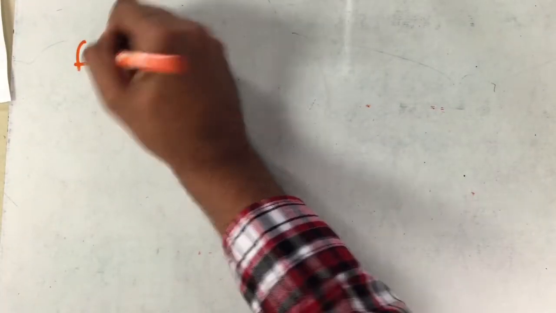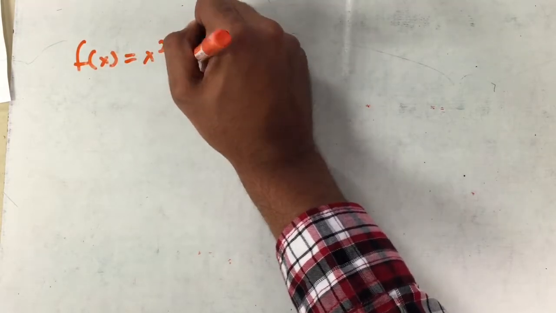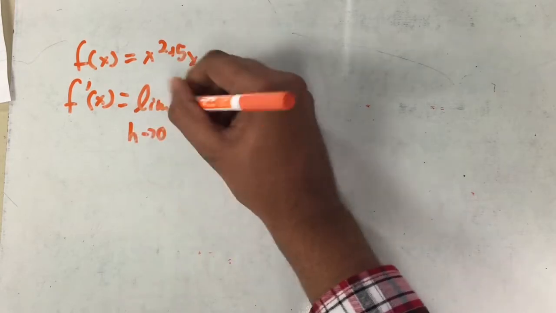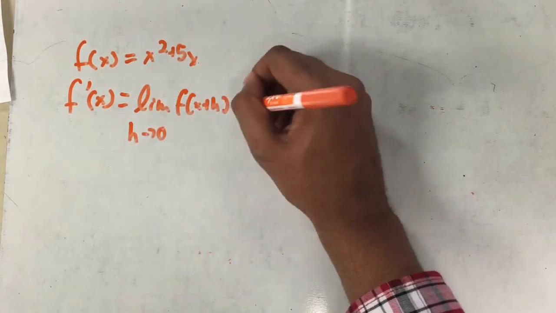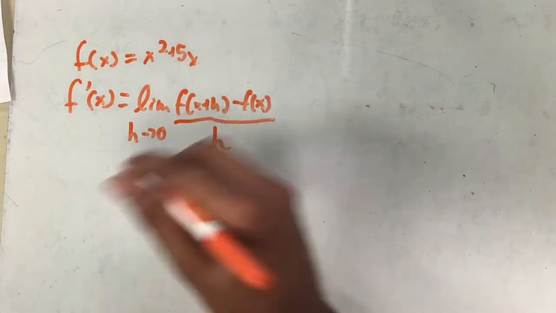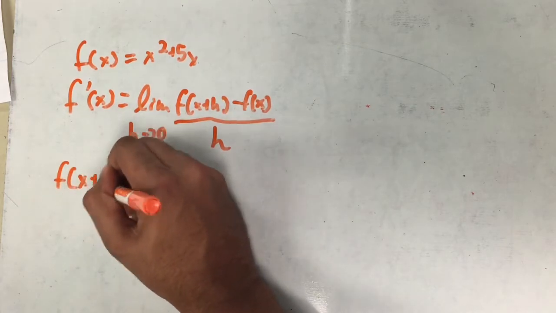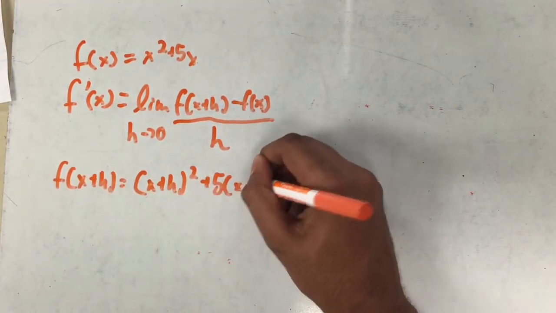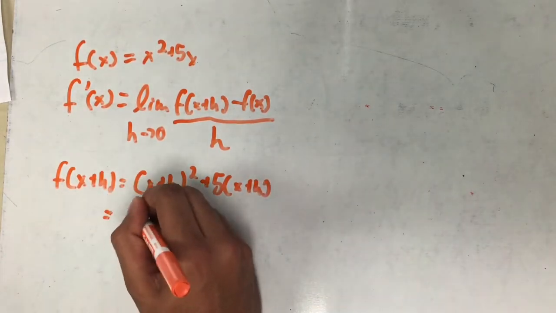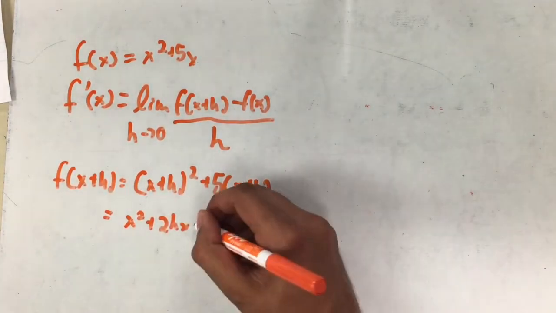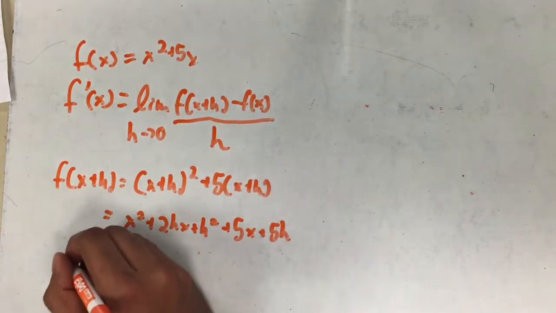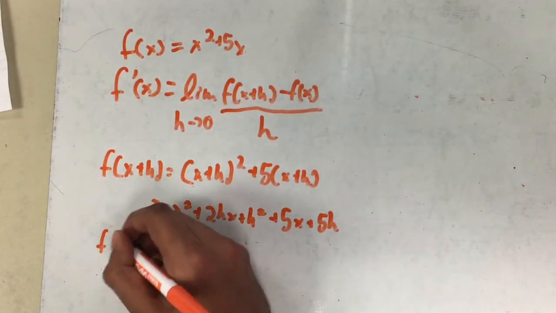For our final problem, we're going to be using f of x equal to x squared plus 5x. And the limit definition is still the limit as h approaches 0 of f of x plus h minus f of x all over h. And f of x plus h in this problem is going to be equal to x plus h squared plus 5 times x plus h, which simplifies to x squared plus 2hx plus h squared plus 5x plus 5h.